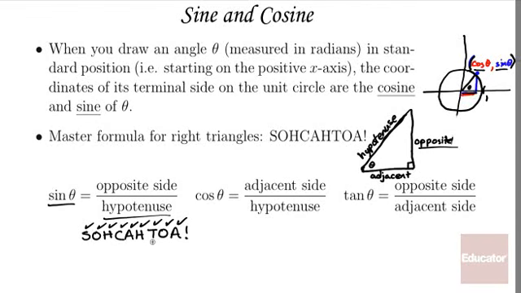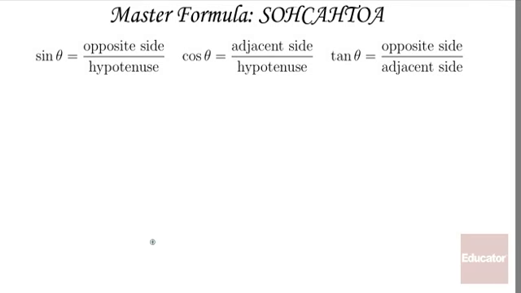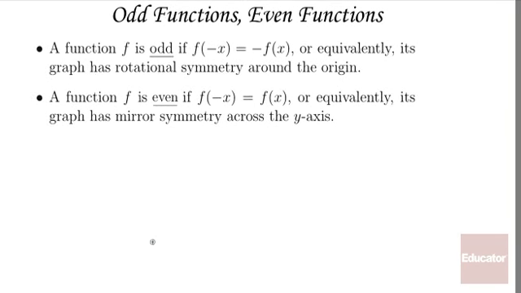There's another definition that we need to learn, which is that a function is odd if f of negative x is equal to negative f of x. So let's figure out what that means. We're going to talk about odd and even functions. Let me give you an example here. F of x is equal to x cubed.